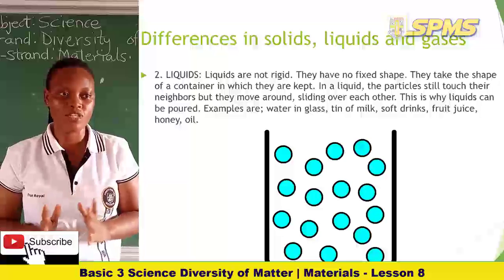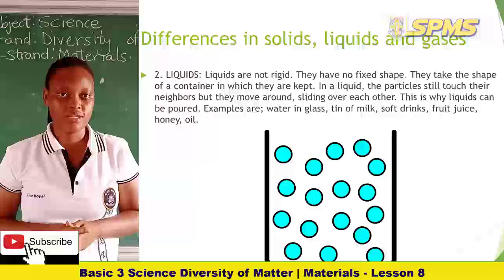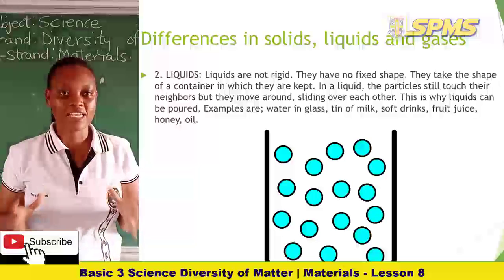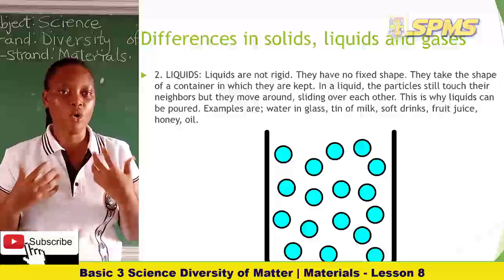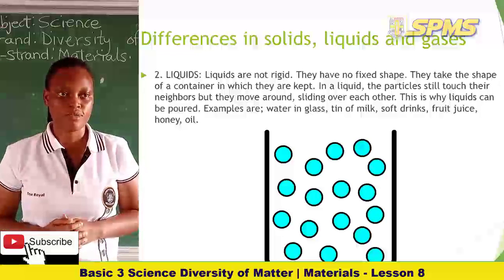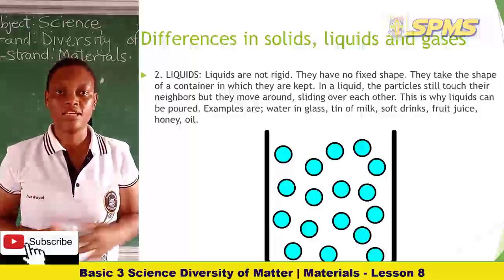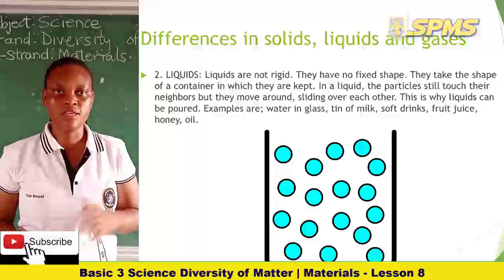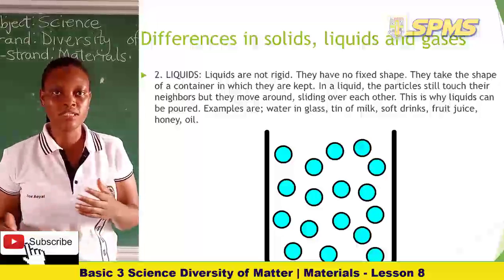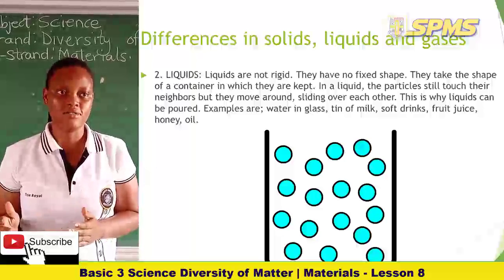They take the shape of a container in which they are kept. So mostly liquids are kept in what? Containers. So the particles still touch each other in the container. Is that okay? They move around in the container. That's why liquids flow easily.